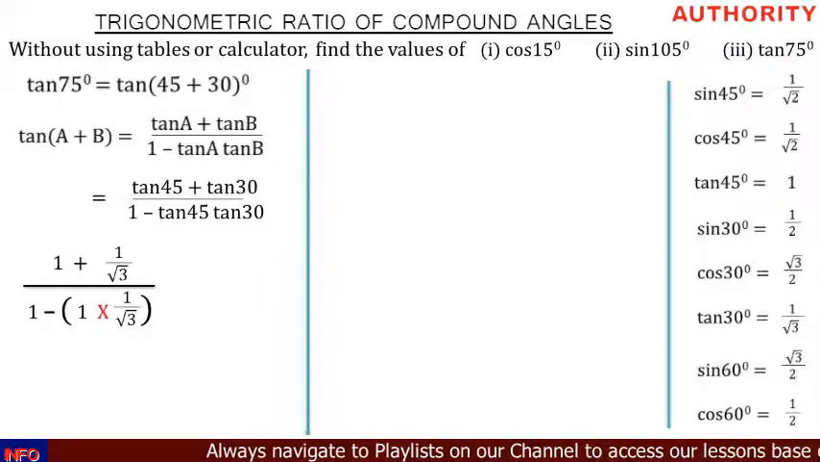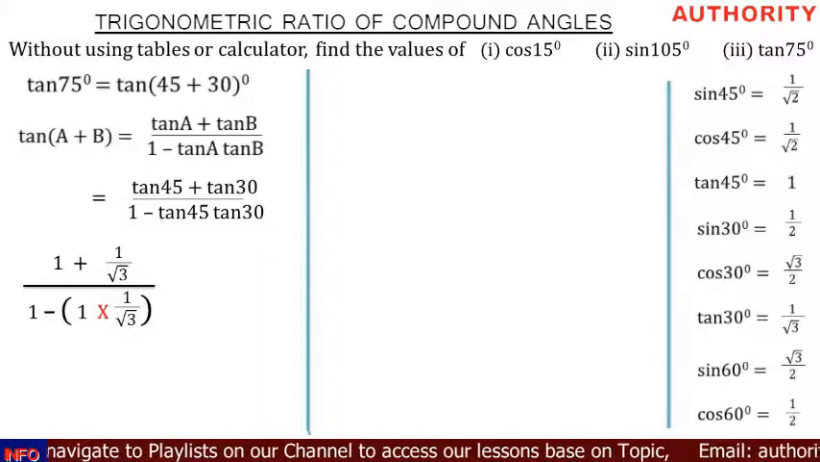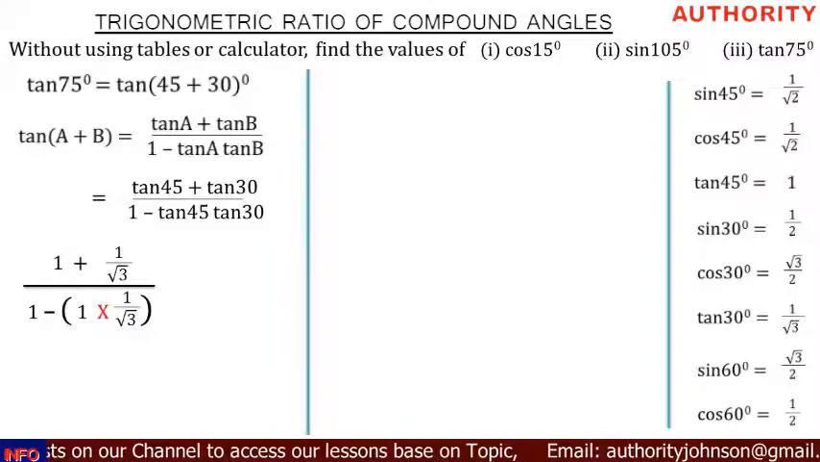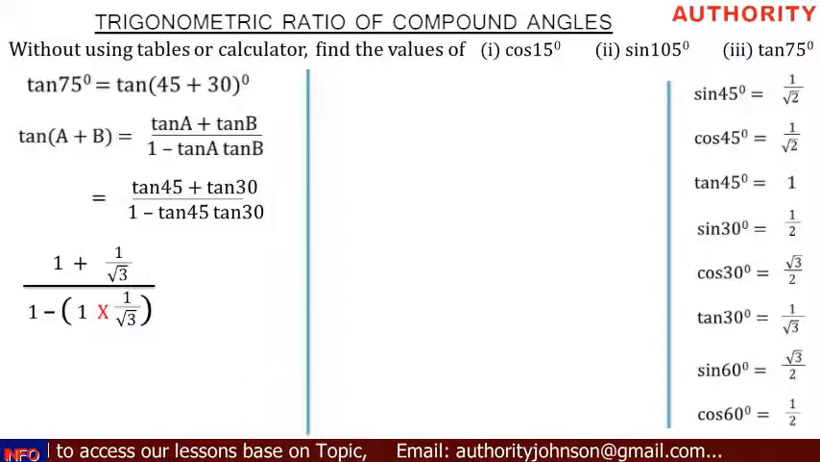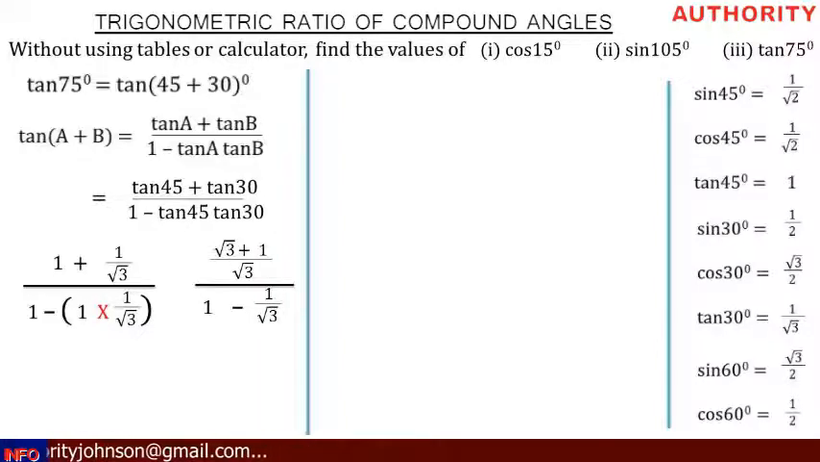Then we have 1 minus, let's open the bracket. So tan 45 is 1. Then we have times tan 30. Tan 30 is 1 all over root 3. You get it? Yes. So in the numerator, we have 1 plus 1 all over root 3. So let's combine this together. We're going to make use of the LCM. Let's assume that this 1 is the same as 1 all over 1. 1 all over 1 is the same as 1.